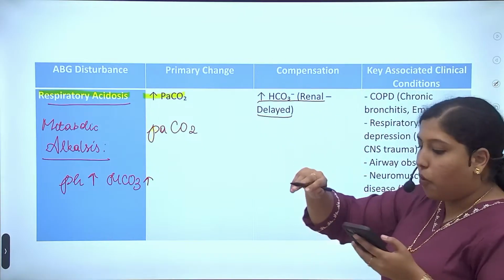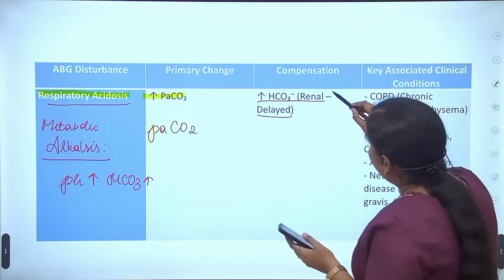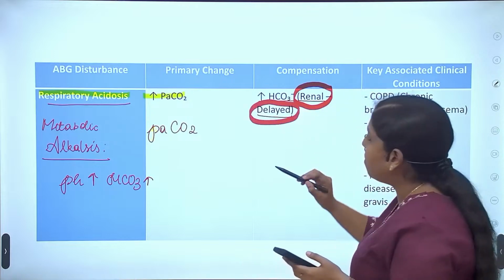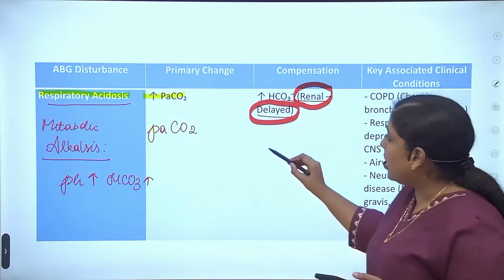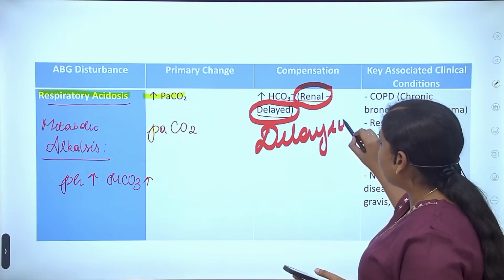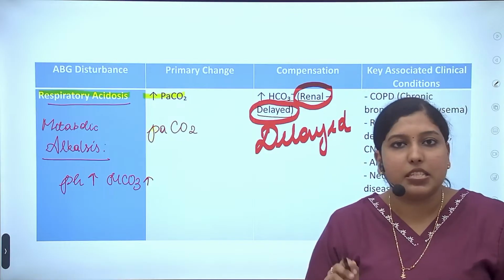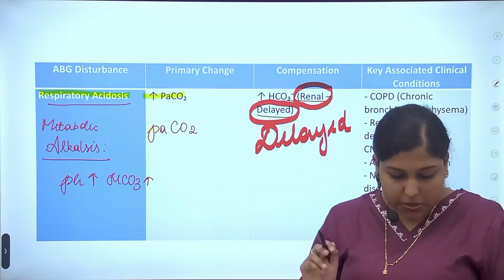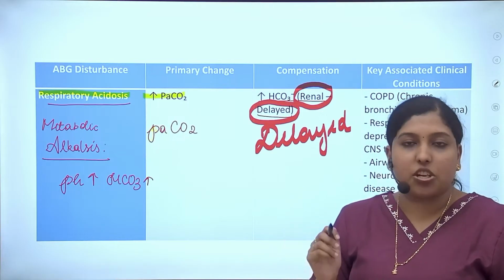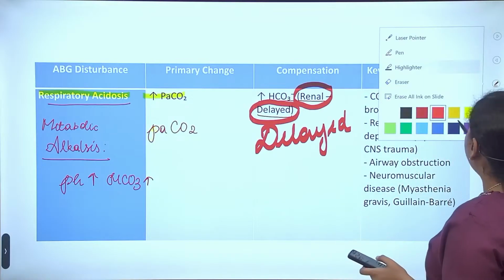Again, the most important key point which you have to remember is, whenever we talk about compensation, the renal compensation happens quite delayed. But your respiratory compensation will happen instantly. Your respiratory component happens so easily, but your renal compensation happens so much delayed. So that is again a most important point you have to remember.